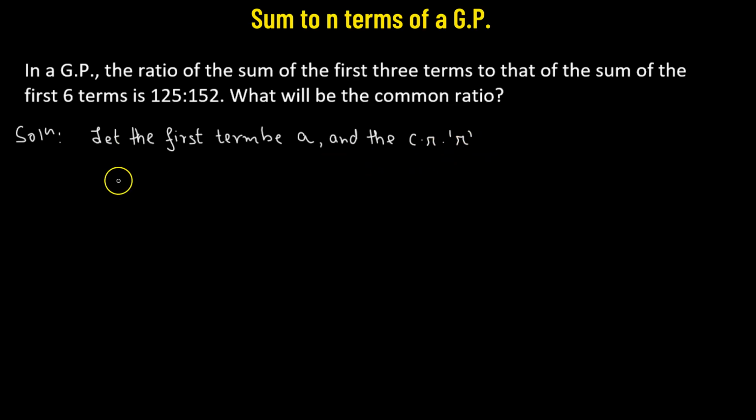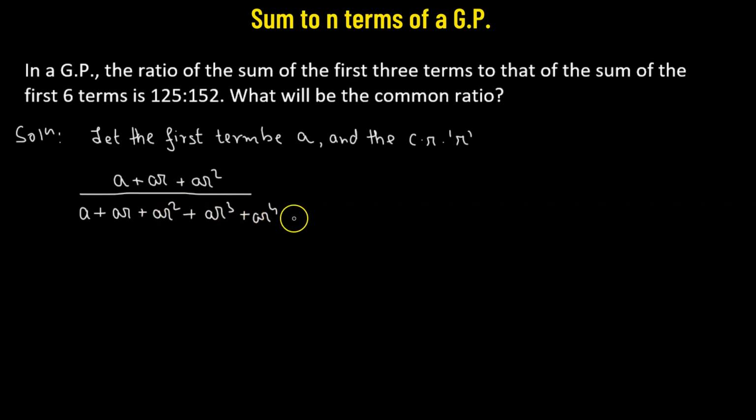Now, it's given that the sum of the first 3 terms, so that means a plus ar plus ar squared, divided by the sum of the first 6 terms. So we have a plus ar plus ar squared plus ar cubed plus ar raised to the power of 4 plus ar raised to the power of 5. This ratio is given by 125 divided by 152.